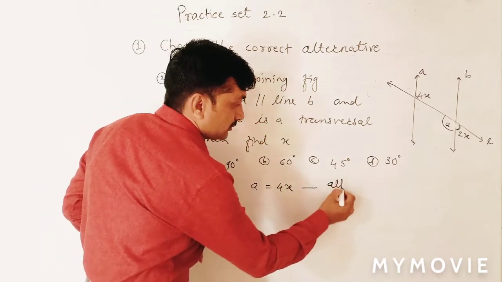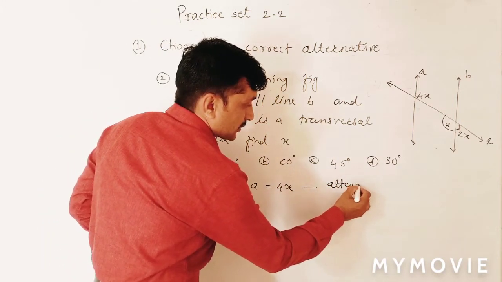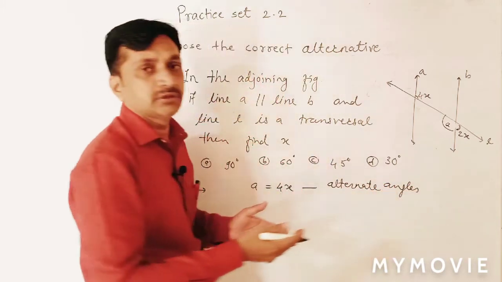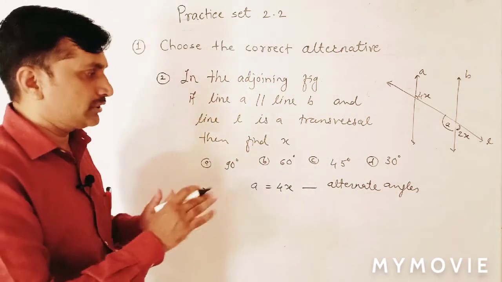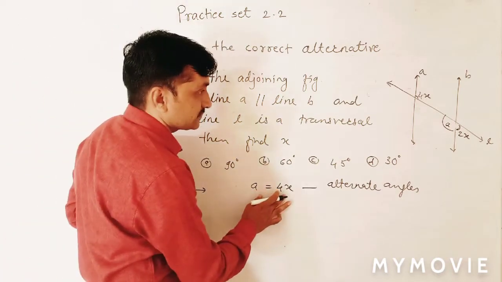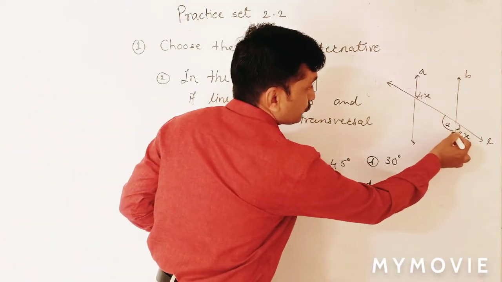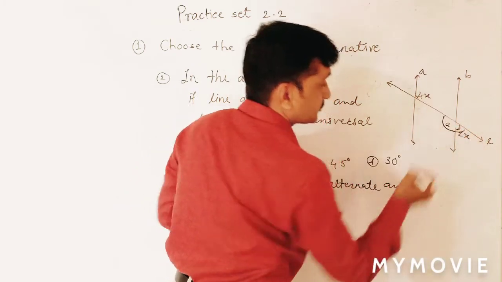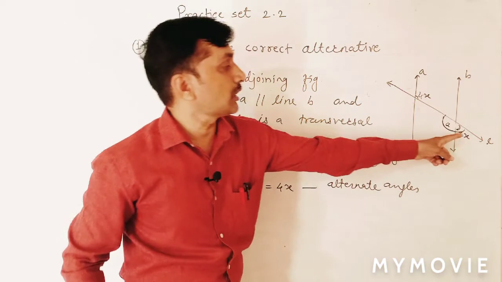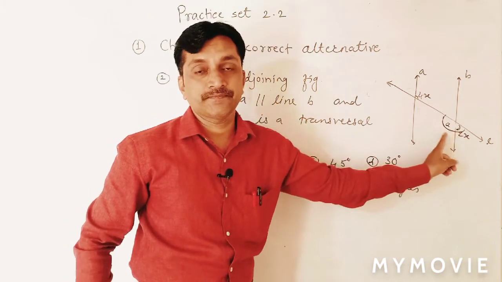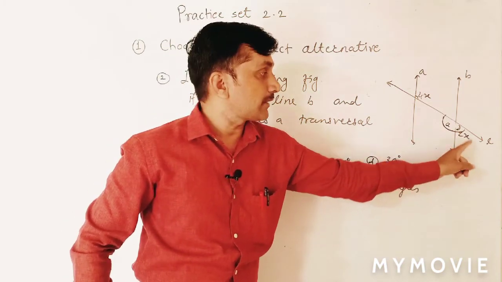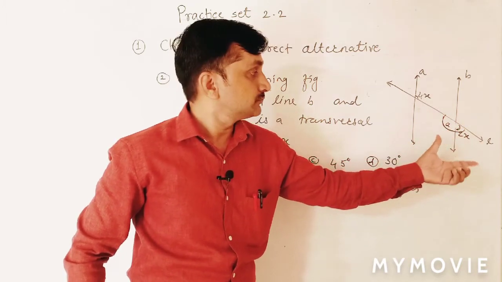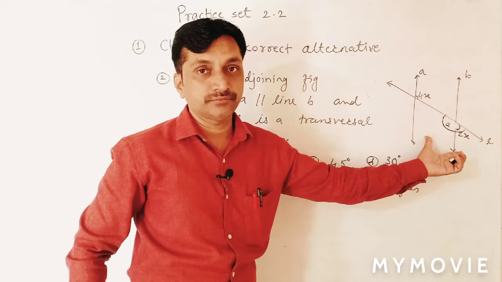Why? Because they are alternate angles, interior alternate. We write only alternate angles. A is equal to 4x. Now here A is equal to 4x, and what is the relation between them now? These two, if you know, are linear pair angles. Angles in linear pair are also supplementary.